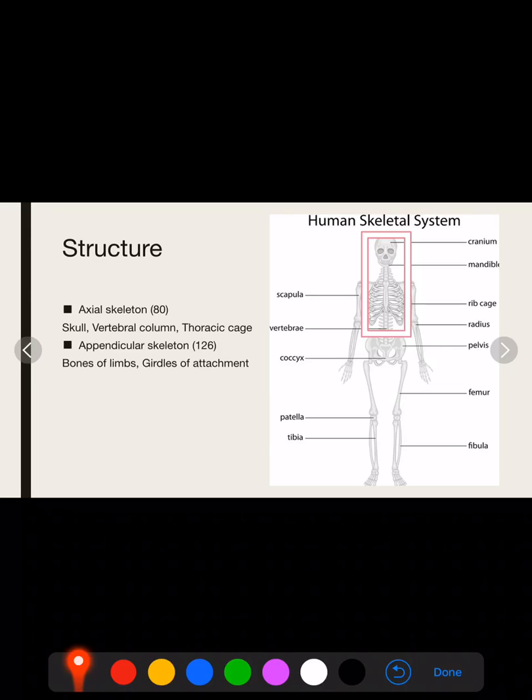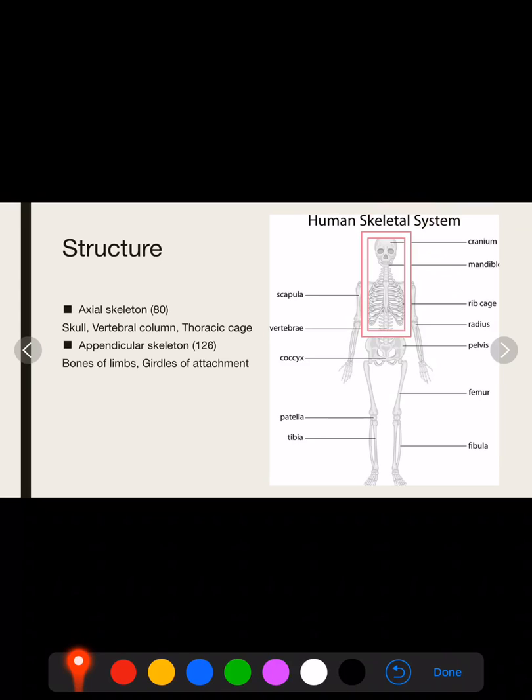Okay, so now we are going to talk about the structure of the skeletal system. First of all, you have two types of bones. The first one is the axial skeleton, which means your core body, including the skull, the vertebral column, and also the thoracic cage.